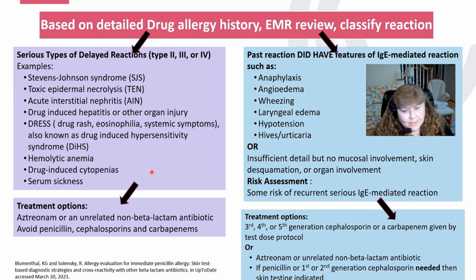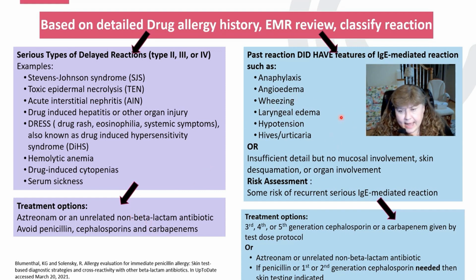If they have a type 2, a type 3, or a type 4 reaction, like a Stevens-Johnson or a TEN or a DRESS, you're just not going to use the penicillin drug at all. You can use aztreonam or an unrelated non-beta-lactam antibiotic. You want to avoid penicillins, cephalosporins, and carbapenems if possible.